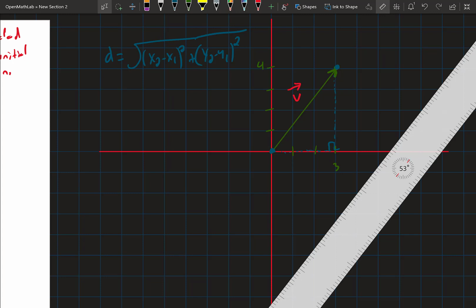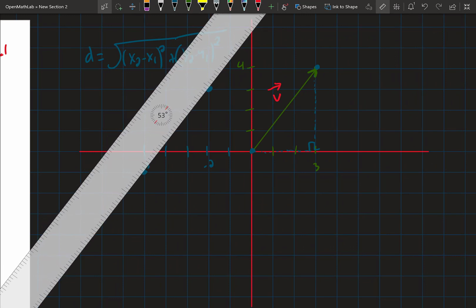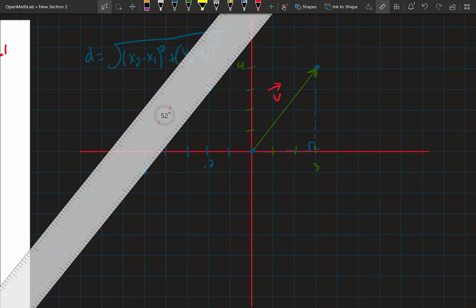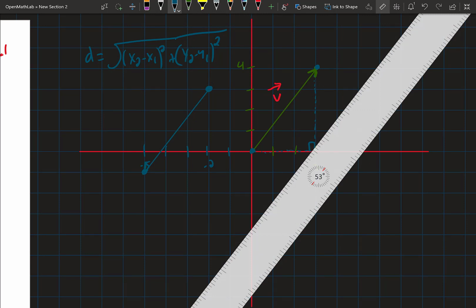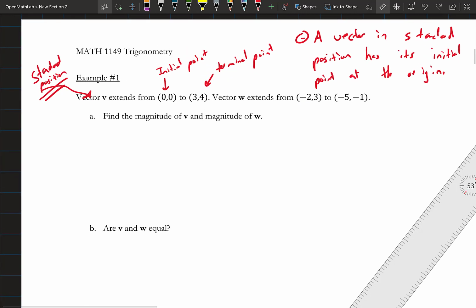Draw w. So vector w, the initial point's at -2, 3. It starts here and then it goes to -5, -1, which is here. Let me just try to line this up the best I can. It would be going in this direction. So that's W. There's W and there's V drawn. So what we were asked to do is find the magnitude of each of these.